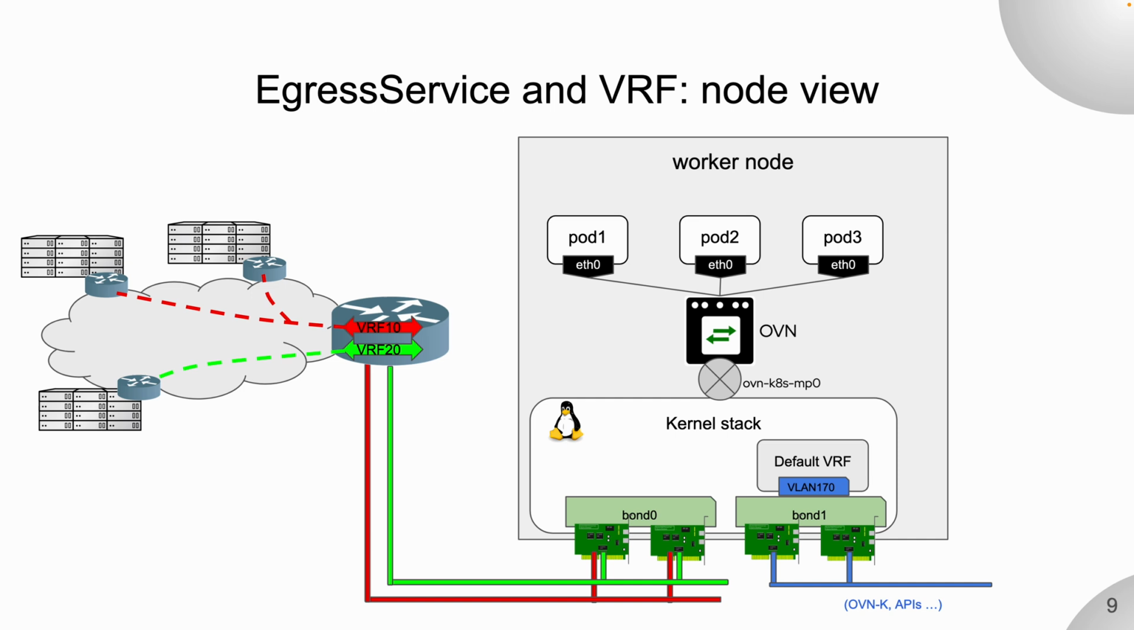So let's have a look at the traffic steering on a node. So we have our node with a default VRF. Let's say that's VLAN 170.